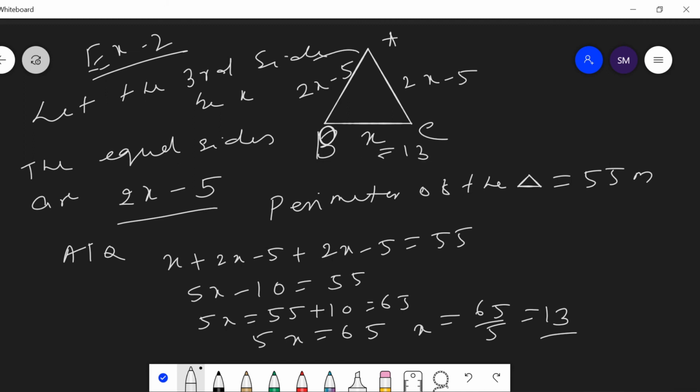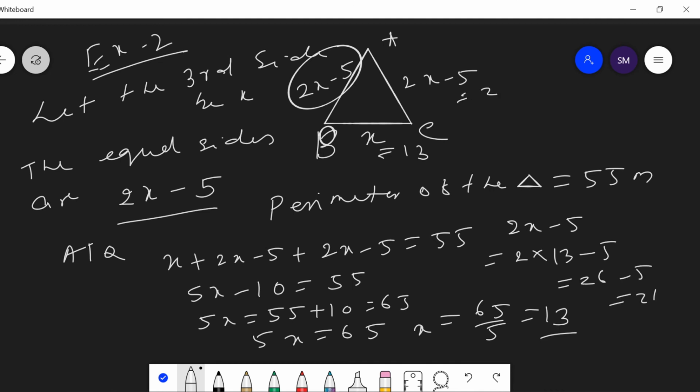And the two equal sides are 2x minus 5. This means 2x minus 5 is equal to 2 into 13 minus 5, which is 26 minus 5, equal to 21. This means the two equal sides are 21 each. This is 13. 21 plus 21 plus 13 is equal to 55. Here the perimeter of the given triangle is 55 meter.